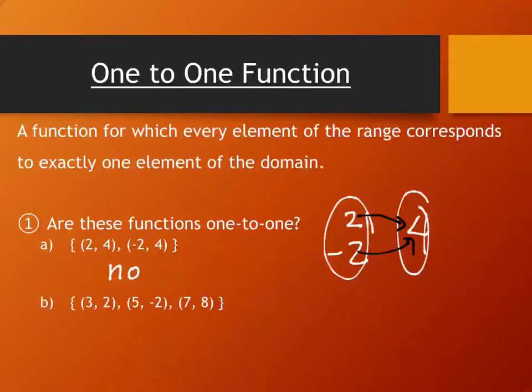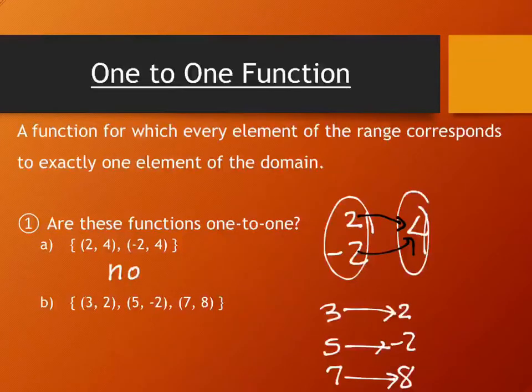But if you notice on the next one, I have 3, 5, and 7. And then I have 2, -2, and 8. It's the same number, isn't it? And each one corresponds uniquely. So one-to-one has to do with this unique correspondence business. It's a unique thing.